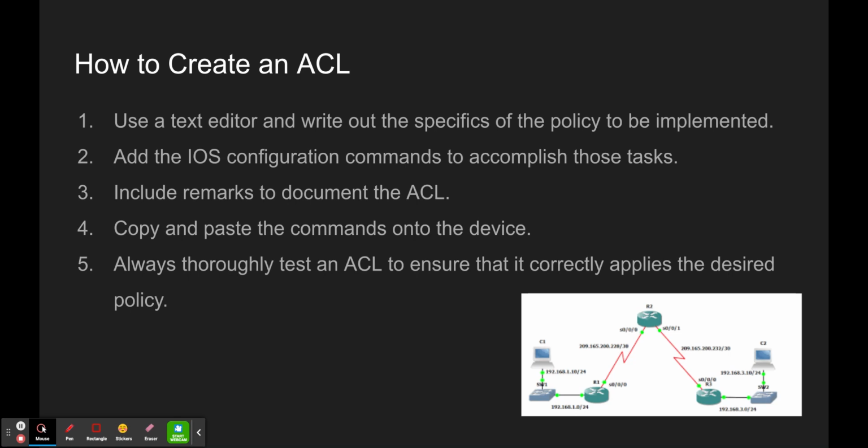How to create an ACL. Step 1, use a text editor and write out specifics of the policy to be implemented. Step 2, add the IOS configuration commands to establish those tasks. Step 3, include remarks to document the ACL. Step 4, copy and paste the commands onto the device. And finally, step 5, always thoroughly test an ACL to ensure that it correctly applies to the desired policy.